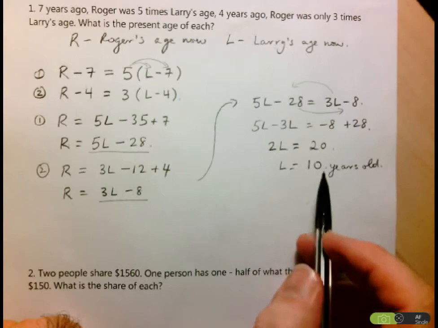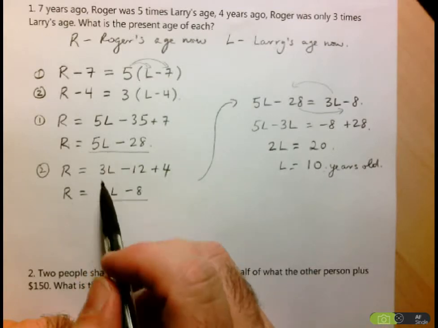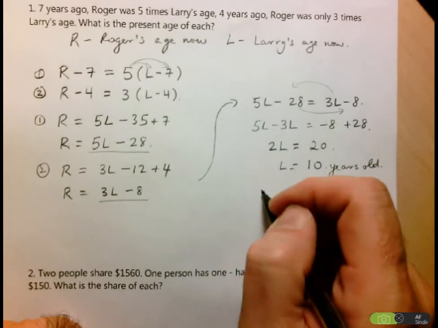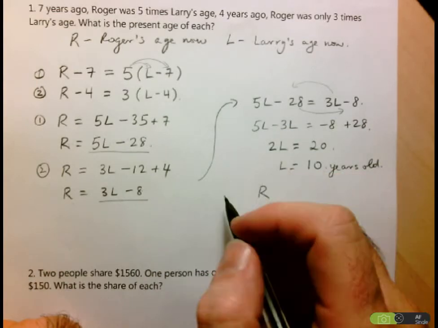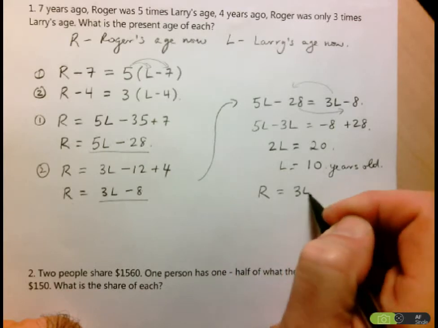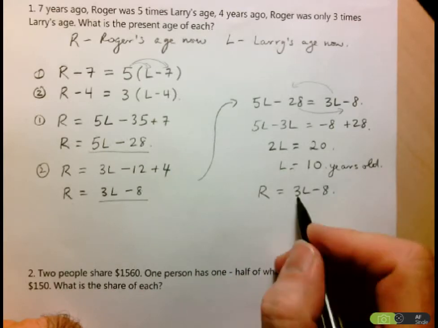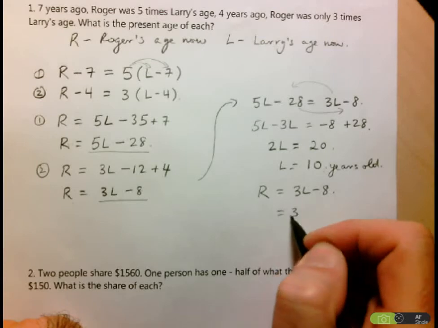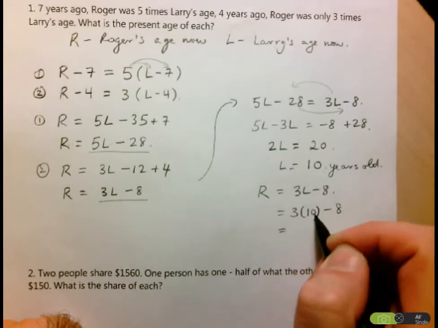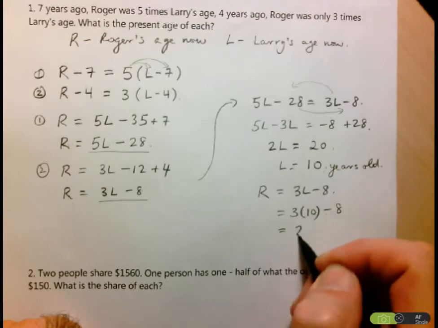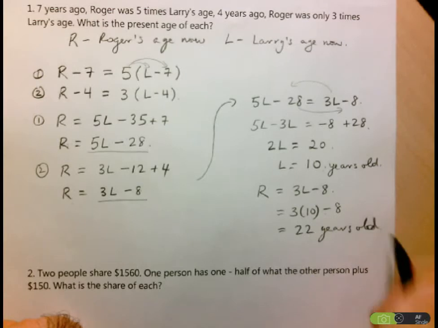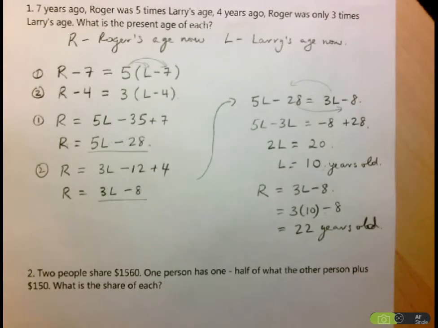Okay, and now I can go back to one of these equations. I could use either one, because they represent the same number, to find Roger's age. So let's say I pick equation 2, looks a little easier. So R equals 3L minus 8. But now we know Larry's age. It's 10. So we have 3 times 10, 30, minus 8 is 22 years old. Okay? And there we have our answer for the first one.